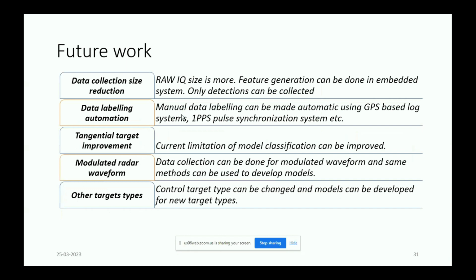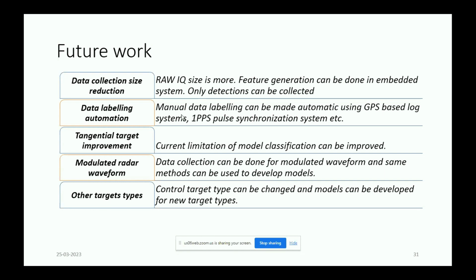For the future work, one is that the raw IQ size is very large, in those PCAP files which we have collected. This radar had 256 pulses in one CPI, so that means we have collected a huge amount of data. One future work can be to create those features in the embedded system itself and then send only those features outside. There all those pulses will be integrated and the size will be reduced by a great margin.